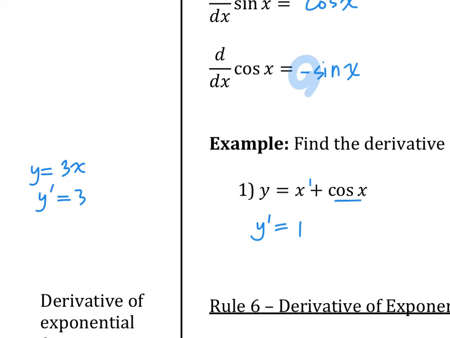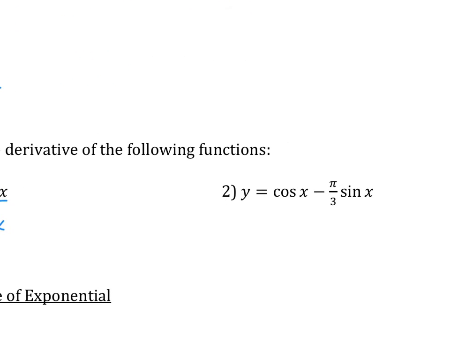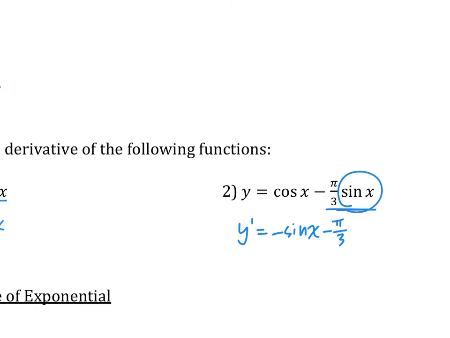Okay, derivative of cosine is minus sine. All right, number 2. Again, derivative of cosine is minus sine. This is a constant multiple. So the pi over 3 stays out on the outside, and then we take the derivative of the function. The function derivative is cosine.